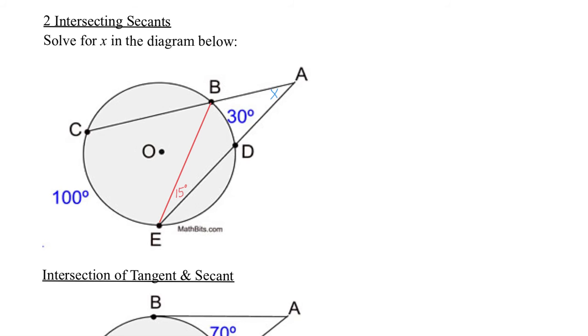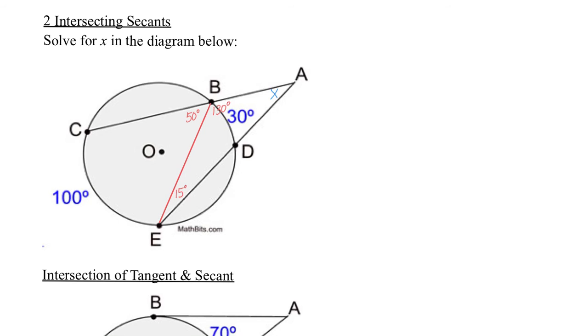What else do I know? I know that this angle right here is also an inscribed angle that cuts off an arc of 100 degrees. So that means that this one has to be 50 degrees. And this angle right here, oops, wrong tool. This angle right here and this angle right here, angle CBE and angle ABE, are a linear pair, which means they add up to 180, which means that this angle is 130 degrees.